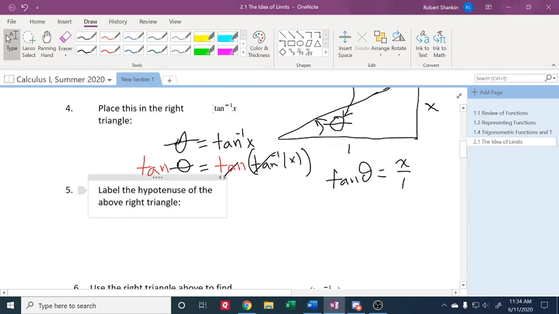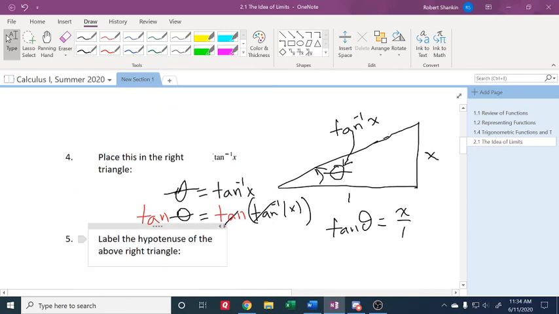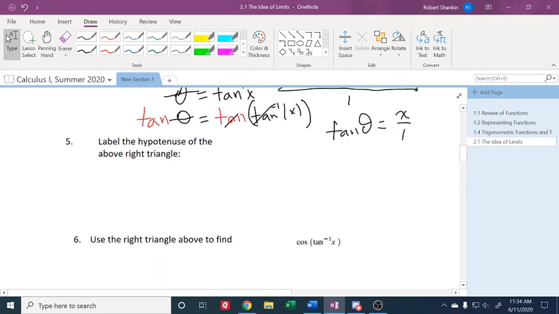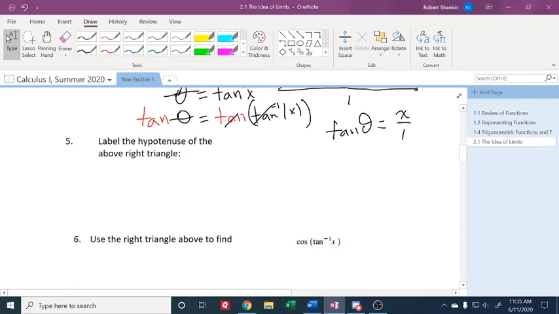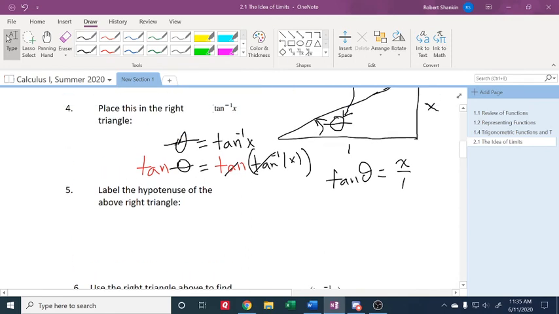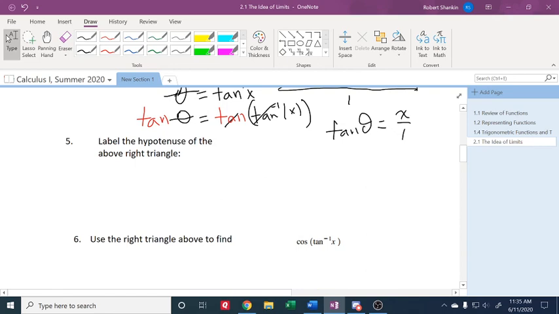Alright, now the next question is label the hypotenuse of the above right triangle. So this hypotenuse from here to here, the longest side, find out what it is if this is 1 and this is x. And then use that right triangle with all three sides labeled to find the cosine of the inverse tangent of x. So let me give you a minute to finish these 5 and 6.